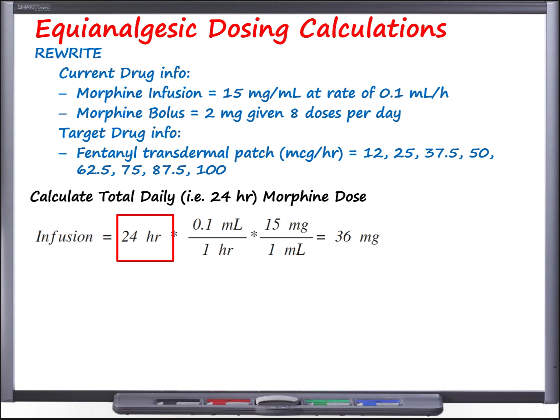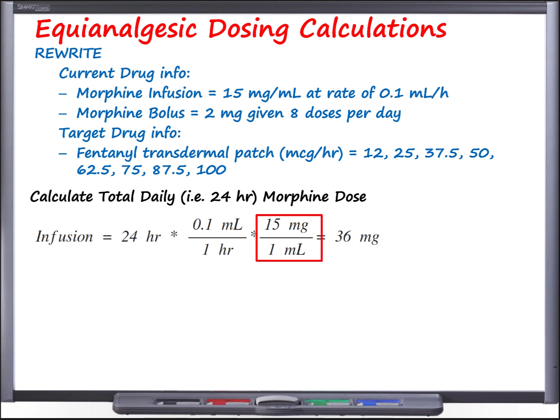Okay, so if we're going to calculate how much morphine they're getting from their infusion, we'd start with, and this is what's tricky, we wanted to know their dose for a day or 24 hours. So let's start with 24 hours. We're going to take 24 and multiply it by the infusion rate. They were getting this drug infused at 0.1 milliliters per hour. And so you can see that when we multiply across, hours will cancel and will be in units of milliliters.